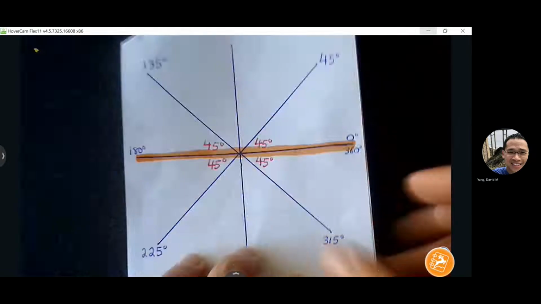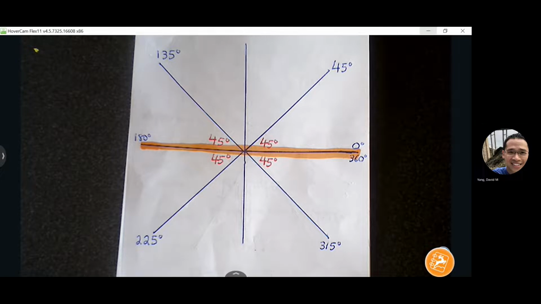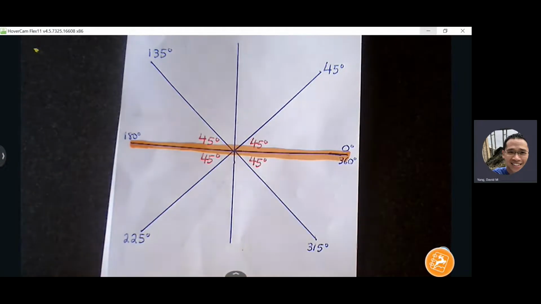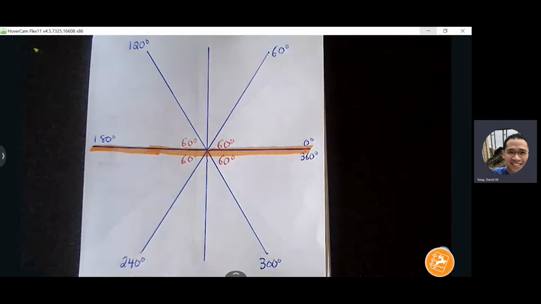Likewise, 45 degrees, 135 degrees, 315, 225, they all are related to each other in the sense that they all share reference angles of 45 degrees, because they're 45 degrees away from the closest x-axis. And then 60, 120, 240, 300 degrees, they all share the same reference angle of 60 degrees, because they all are 60 degrees away from the x-axis.